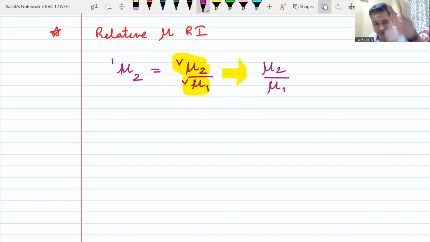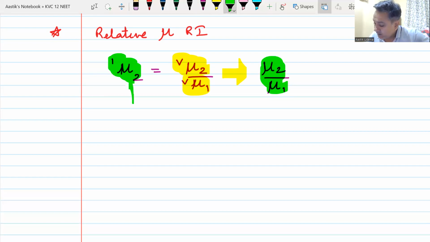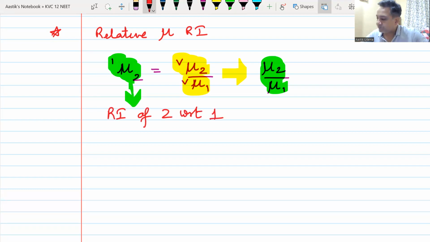Yellow is the actual way of writing it, but we may just avoid V and just write mu2 by mu1. This is known as the refractive index of 2 with respect to 1. This quantity in green, which is the same as this quantity, is known as the refractive index of the second medium with respect to the first medium. And now we can easily find it out.